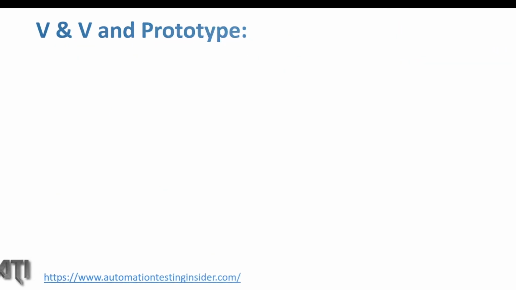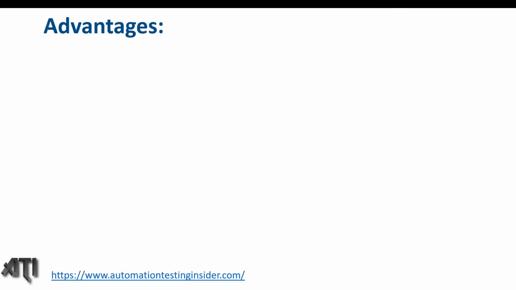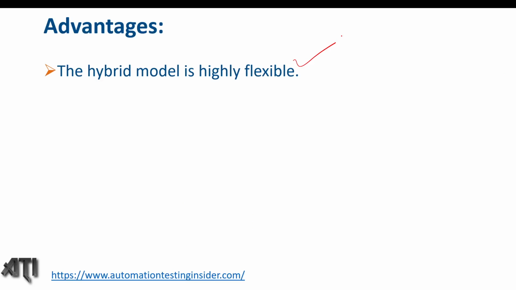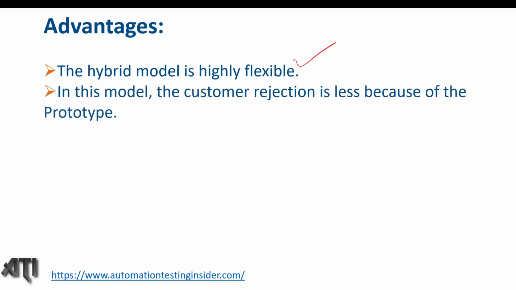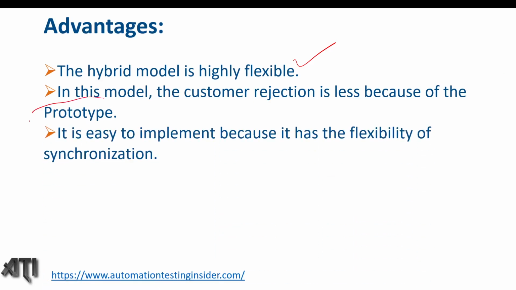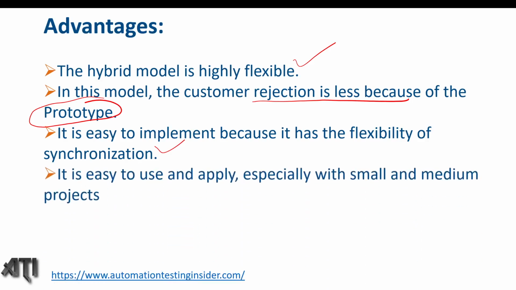Now the next we'll talk about the advantages of hybrid model. The hybrid model is highly flexible, since we are combining two models. In this model, the customer rejection is less because of the prototype. Since we already get the approval for the prototype, customer rejection will be very less. It is easy to implement because it has flexibility of synchronization. Easily we can sync because it has flexibility of combination of different models, and it is easy to use and apply, especially with small and medium sized projects. So this is very useful for the small and medium sized projects, guys.